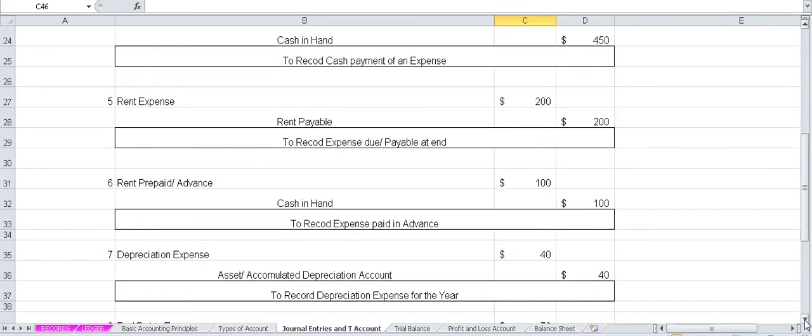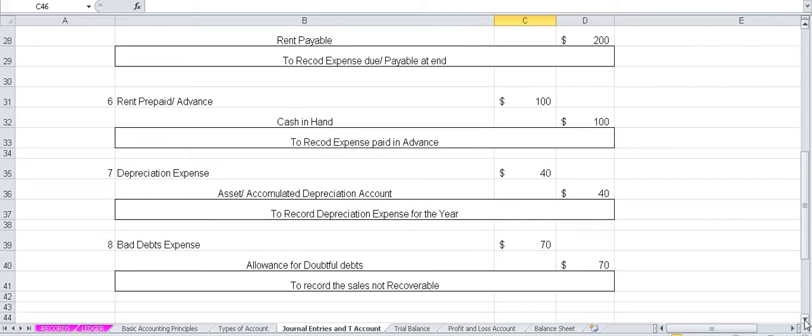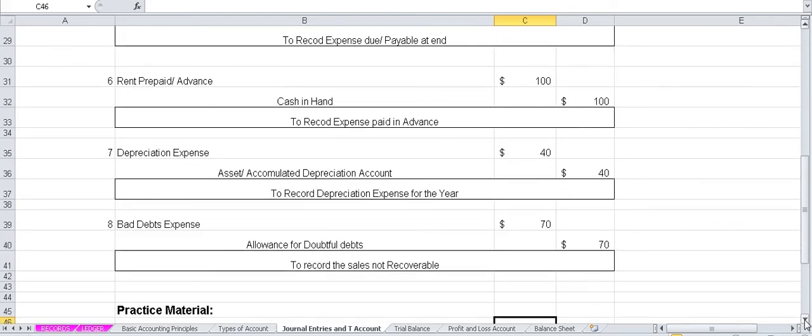If you paid rent in advance, then prepaid rent or advance rent is debited, and cash or bank will be credited with the same amount. Depreciation expense is debited, and the asset or accumulated depreciation account is credited, to record depreciation expense for the year. If you want to record sales not recovered, or bad debt, you have to debit bad debt expense, and allowance for doubtful debts will be credited.